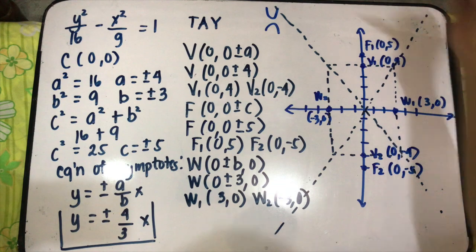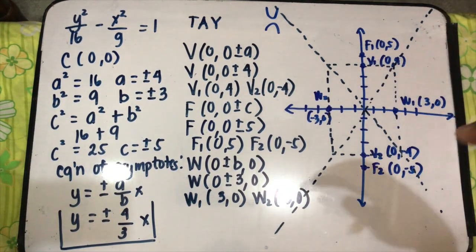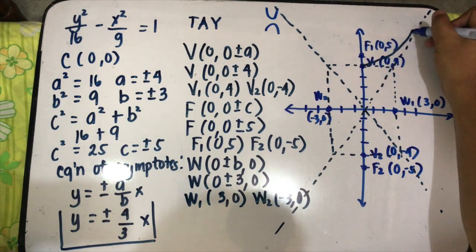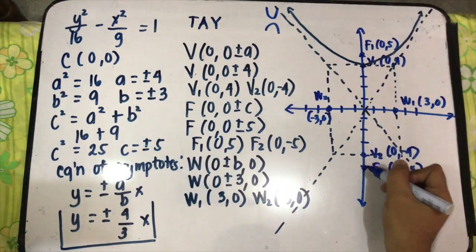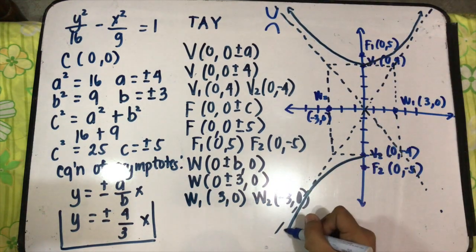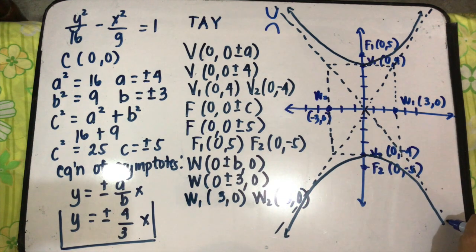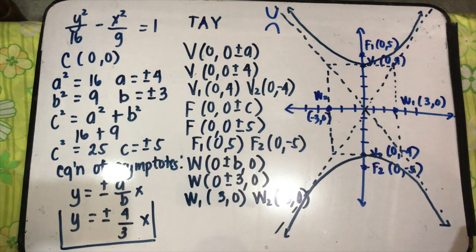So these are the asymptotes. We're now ready to draw the hyperbola. The first one should be opening upward, and this is the second one. It will get closer and closer to the asymptotes, but they will never ever meet at any point. So this is the solution.